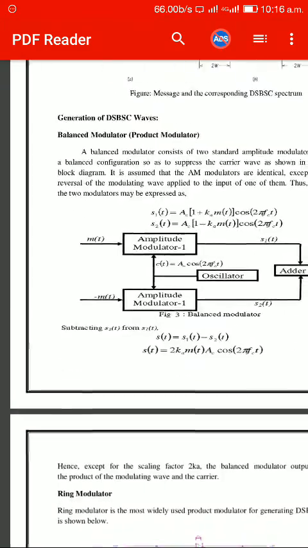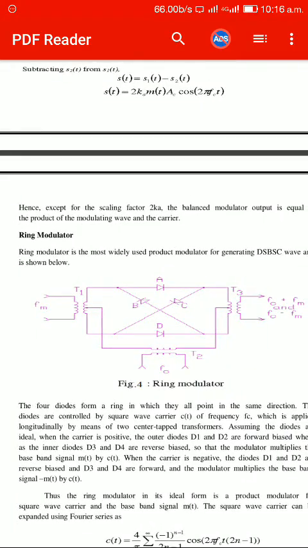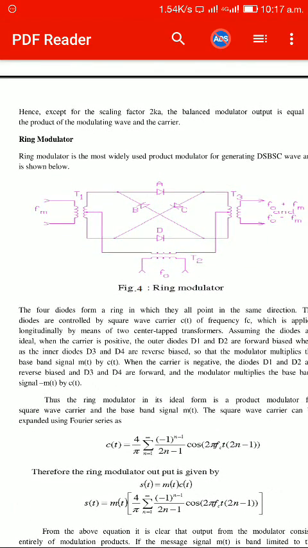And also we have been discussing the generation using a ring modulator. In the ring modulator, we have been using 4 diodes connected in the same direction, in the sense that while conducting they form a ring in which all point in the same direction. They are controlled by a square wave carrier signal. During the positive half cycle of the carrier signal, 2 diodes conduct. During the negative half cycle, the other 2 diodes conduct.